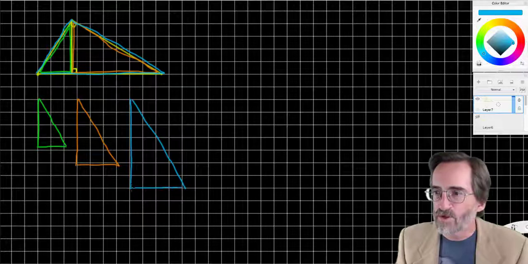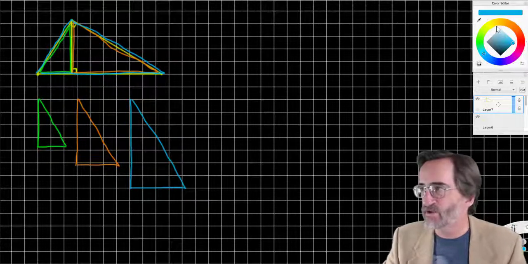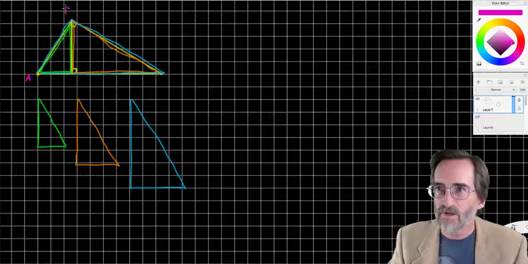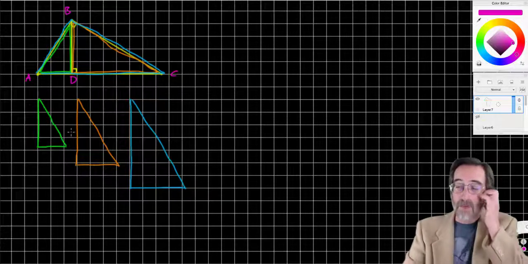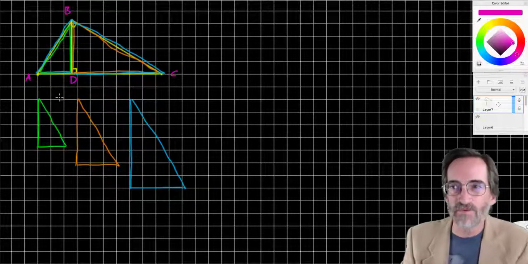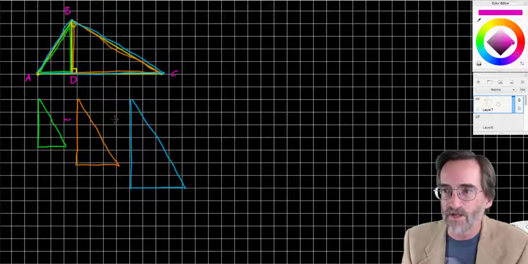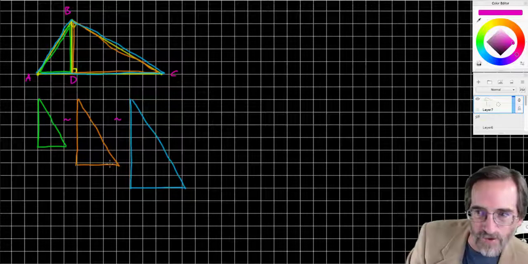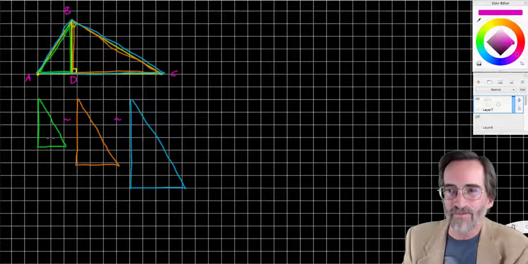Okay, and one thing you should notice is they're all basically the same shape. Now let's add some vertices to this. Let's say this is A, B, C, and D. That means that this forms 3 similar triangles. So the first triangle is similar to the second. Second is similar to the third. First is similar to the third as well. They're all similar triangles, just different sizes, same angles.